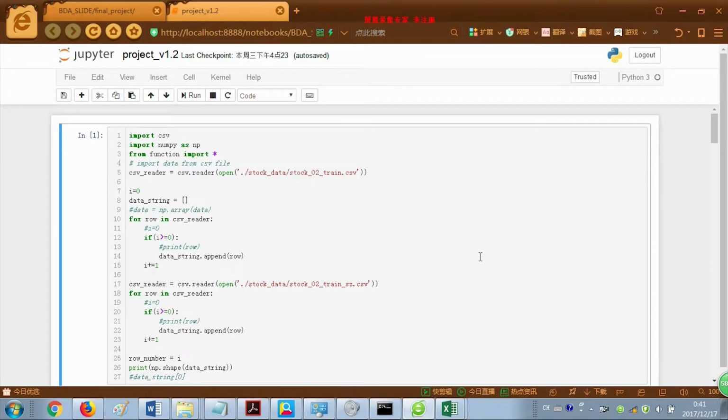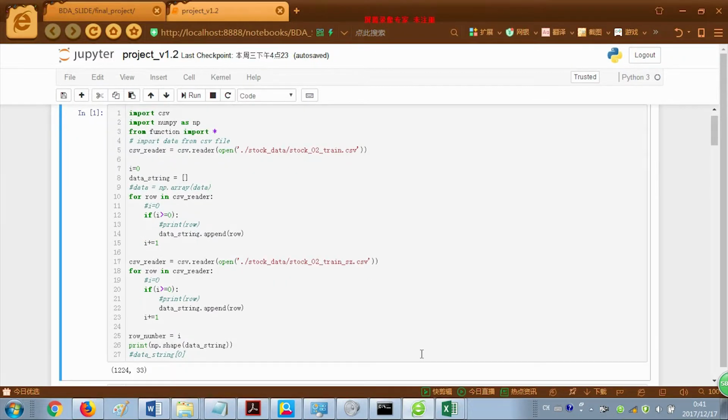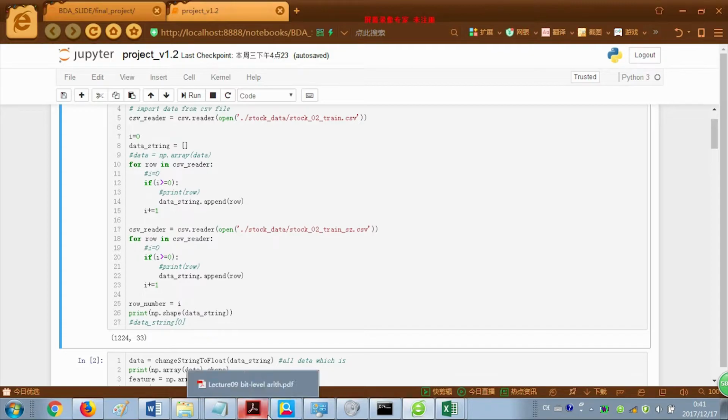Hi everyone. I'm a student of the course Big Data Analysis, and I want to introduce something about my final course project. After we collect the data from the stock markets of Shanghai and Shenzhen, and we use all the data in the financial statements, now we need to process this data and put all of it into our deep learning model.